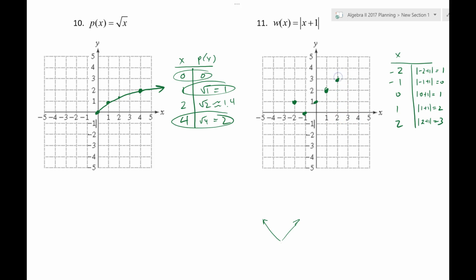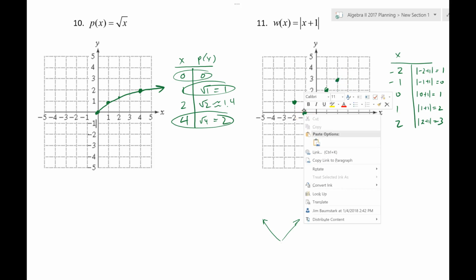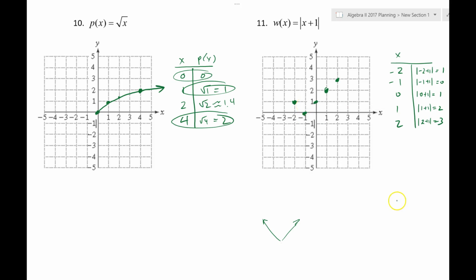And we can see the V shape that we were expecting. And looks like we did pick the right spots to get the cusp here. So that's one side of the V. And here would be the other side of the V. And that is the graph of the absolute value of x plus 1.